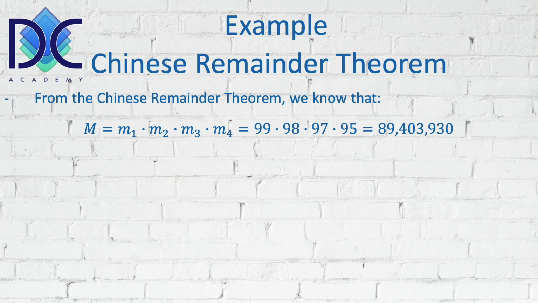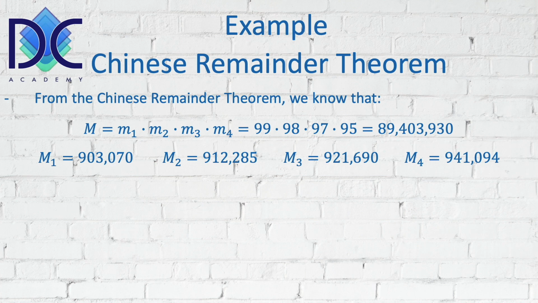And we know that capital M is the product of the 4 moduli, which is, in our case, 89,403,930. We already calculated that in the previous slides. We can find capital M index 1, which is capital M divided by M1, which is 903,070. Capital M index 2 is 912,285. We find it by dividing capital M by M2, and so on.